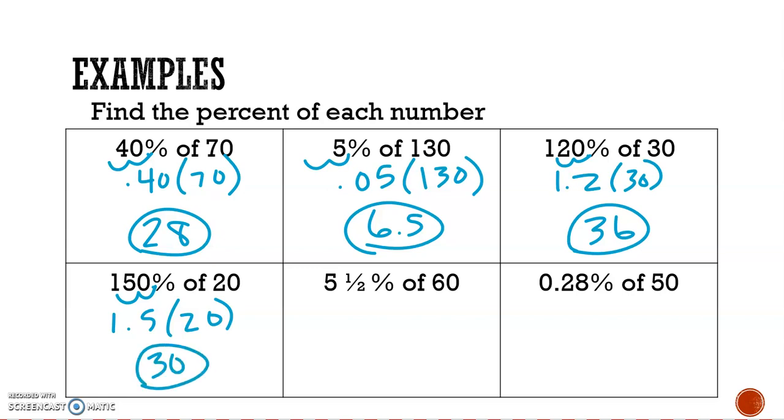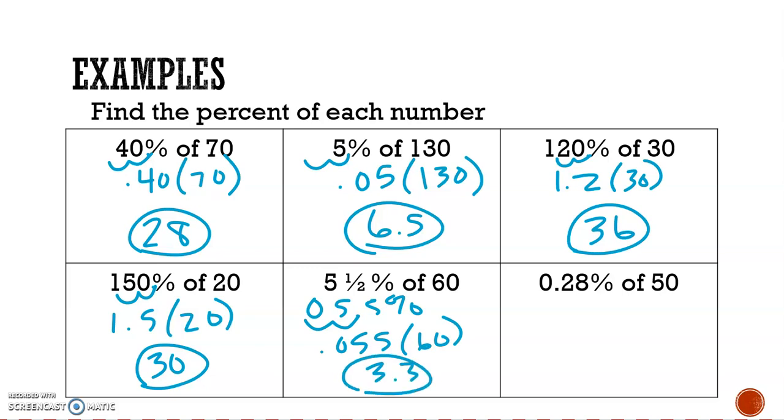Alright, on this one we have a fraction, so we're going to change this to 5.5% first, and then move it 2 spots. A common mistake on this one is as soon as they change it, they say, oh, now I have a decimal, so I'm just going to multiply. Make sure once you change it to a decimal, you still move the decimal. So once we move it twice, we're actually multiplying 0.0055 times 60. This gives me 3.3.